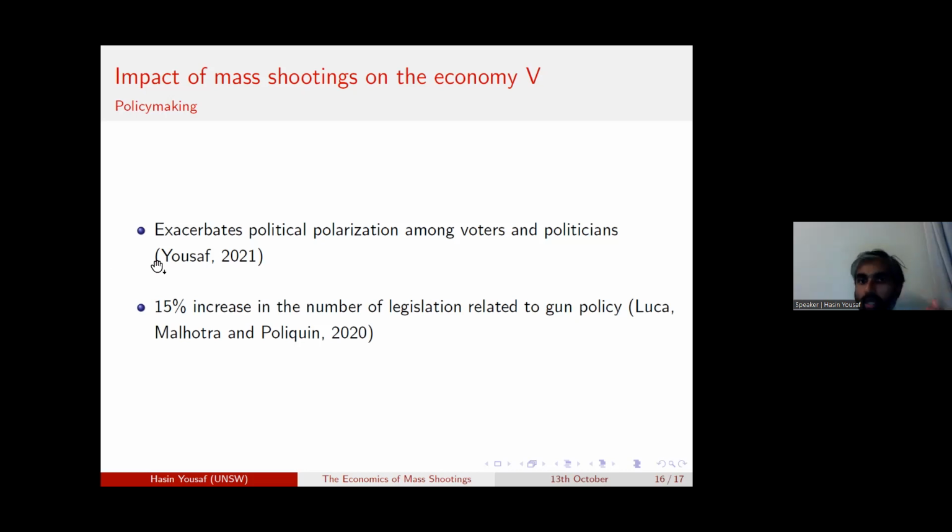Republicans want to increase access to guns after mass shootings, while Democrats want to decrease access to guns after mass shootings. And this polarization becomes much greater once mass shootings occur.